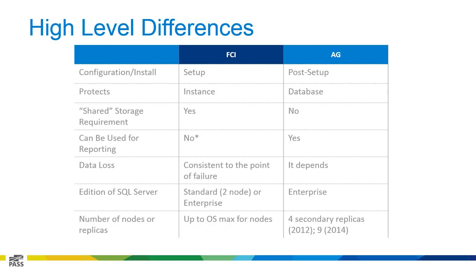Finally, in terms of the numbers, shall we say, of how you can make this more available, you can have up to 64 nodes in a Windows Server failover cluster, and you can have a SQL Server configuration with FCIs that supports that. An AG would obviously support something similar in that sense because it does use an underlying Windows Server failover cluster, but in terms of the feature itself, you can have up to 4 secondary replicas, which is a total of 5 replicas, and up to a total of 9 replicas, meaning 8 secondaries, in 2014.